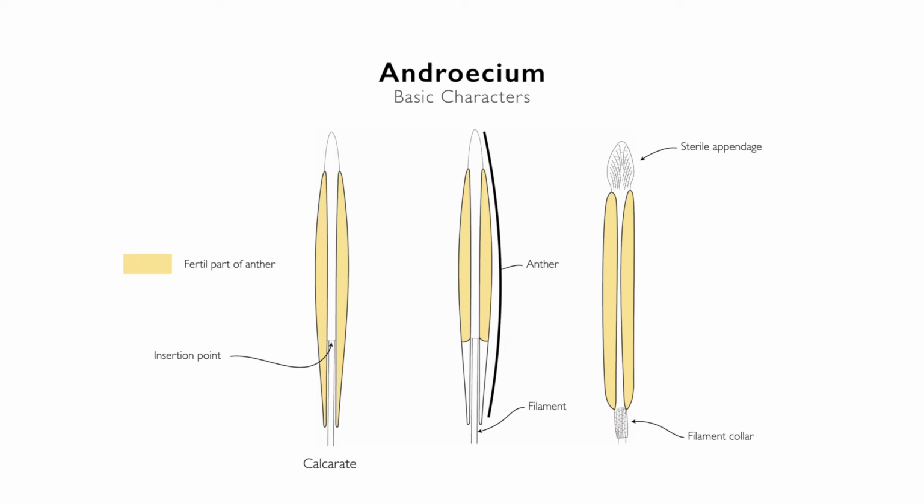When the fertile part doesn't extend below the insertion point, we have what is called an acalcarate anther. We could have tails in those anthers that extend below the insertion point, but notice that in that case it's just a sterile tail. Those are the main features that you're going to want to look at in the Androecium.